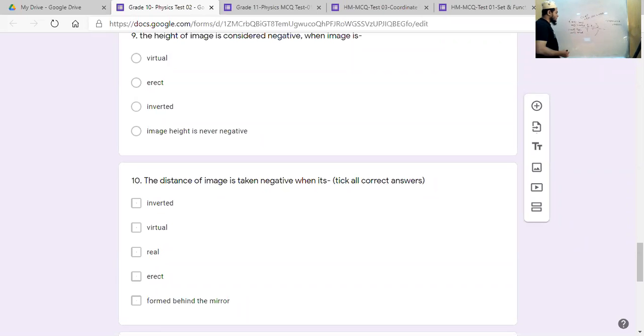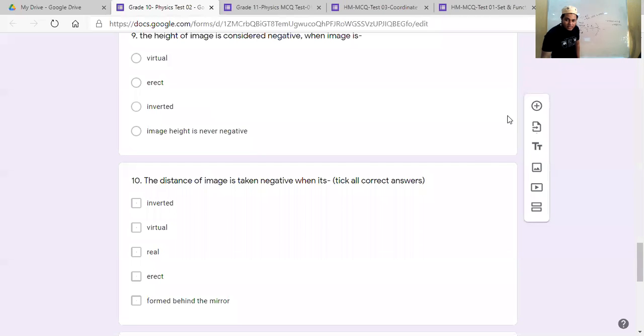Okay, so here we can see that the length of the image or height of the image is considered negative when it is inverted. Now whenever we get inverted image, that is real also, right? So remember, real image is inverted. Real and inverted, they are always together. You'll never get a real image that is erect. Okay, real inverted or virtual erect. So real image also will give you the value of L prime as negative, because real images are always inverted images. So here the answer will be inverted.